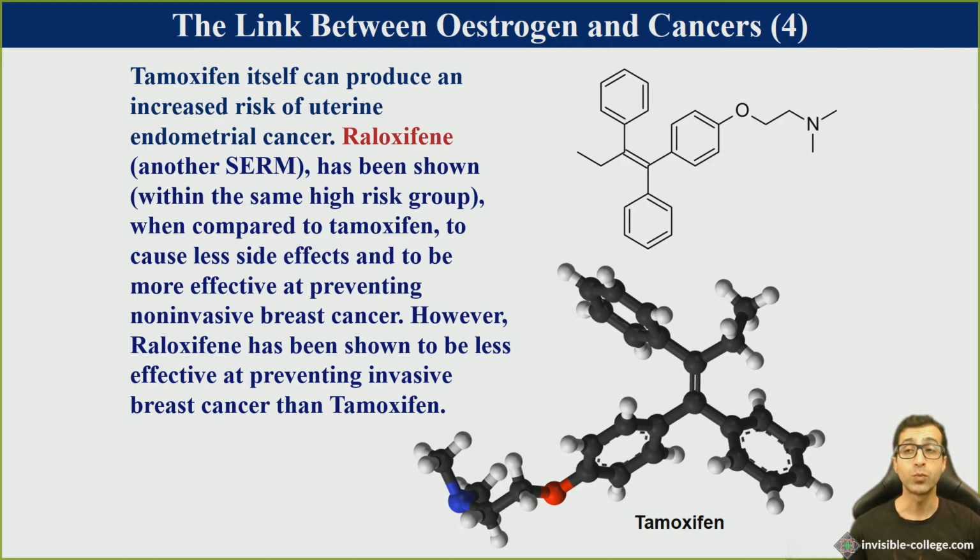Now, raloxifene, which is another SERM, has also been shown within the same high-risk group, when compared to tamoxifen, to cause fewer side effects and to be more effective at preventing non-invasive breast cancers. But the problem here is that raloxifene has been shown to be less effective at preventing invasive breast cancers than tamoxifen.